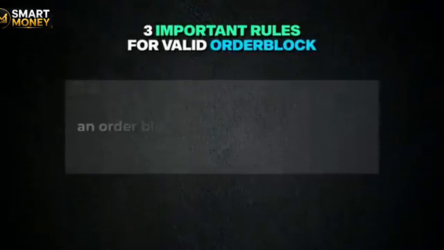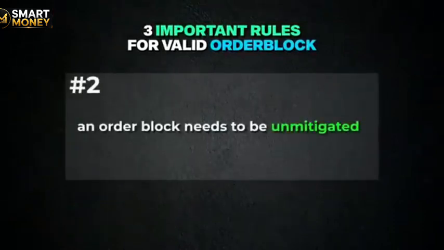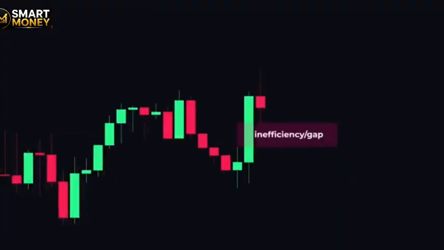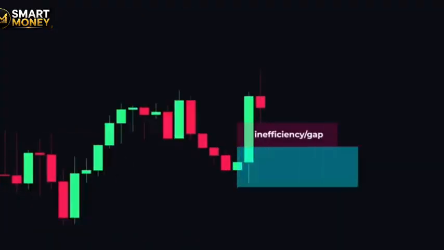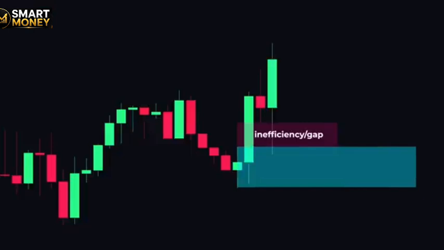Rule number 2. An order block needs to be unmitigated. Order blocks are generally a one-time use. If the price touches an order block, it's no longer considered valid, meaning it can't be tested or retraced. For example, let's say you spot a gap or inefficiency in the price, so you draw an order block. If you see the price, or even just a wick, touching that order block, it means the order block is no longer valid because it has now been tested.